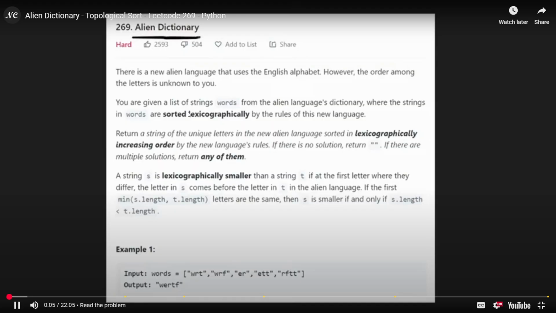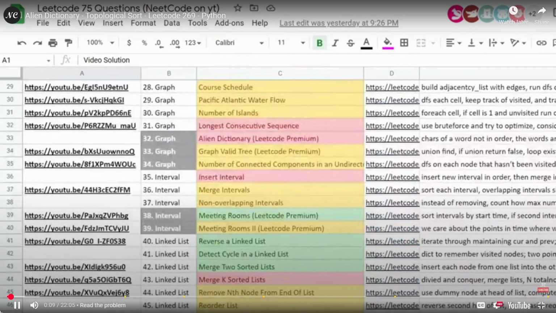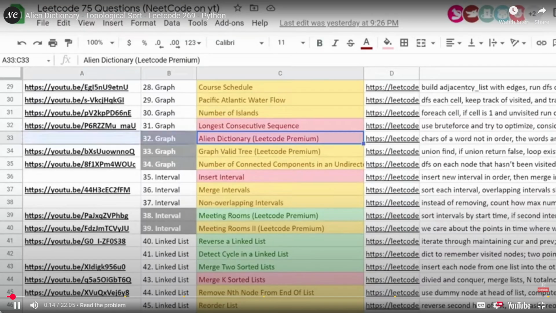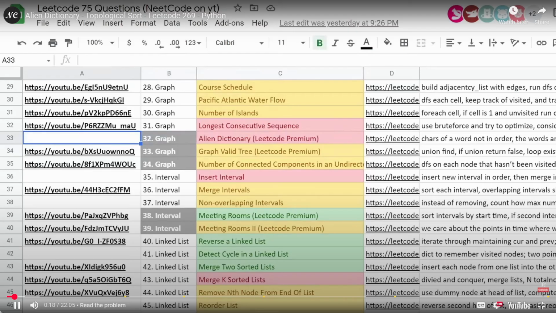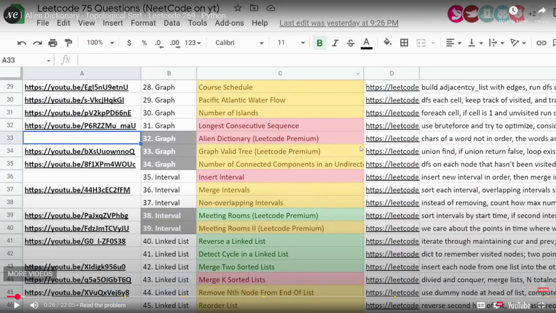Problem Alien Dictionary. And yes, this is another problem from the Blind 75 list. This is problem 32, a graph problem, Alien Dictionary. I've been wanting to do this problem for so long now, and we're finally doing it because now we actually have LeetCode Premium. And again, thank you to all my Patreon supporters for making that possible. So let's get into the problem now. And by the way, the link to this spreadsheet will be in the description if you want to take a look.